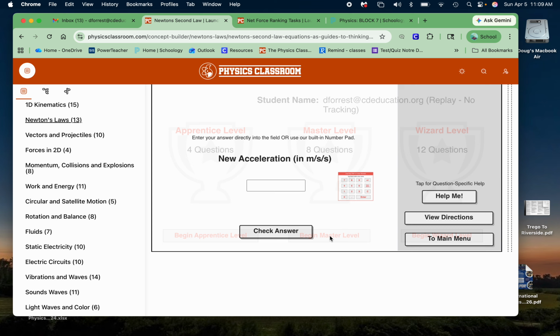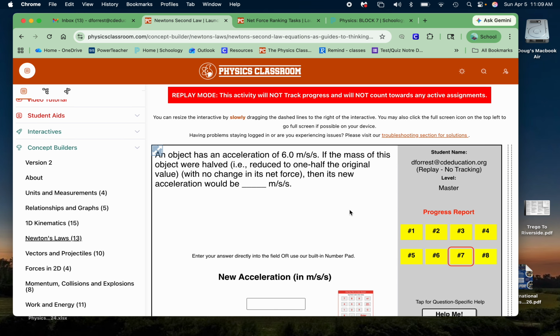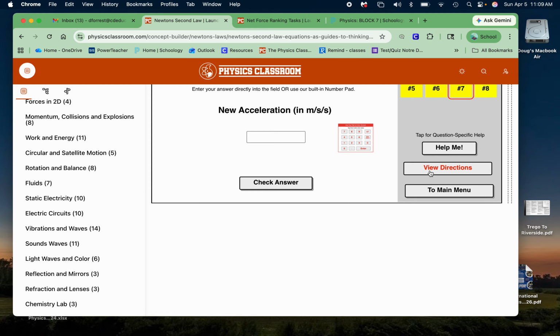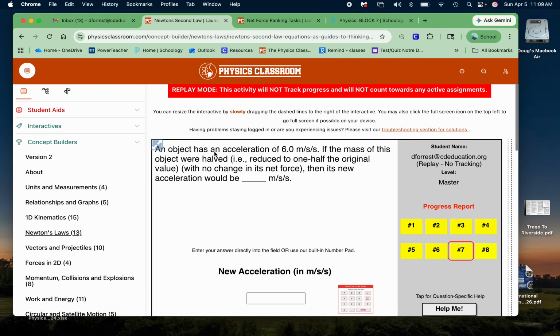So I'm going to go ahead here. As always, use the Help Me menu. View the directions if you need to. When you complete a level, that's saved in the system, but you need to complete each level that's assigned for it to be recorded properly. You can't stop halfway through a level.